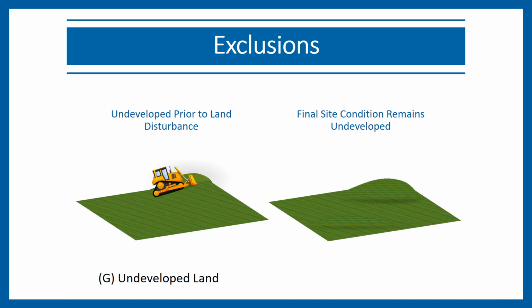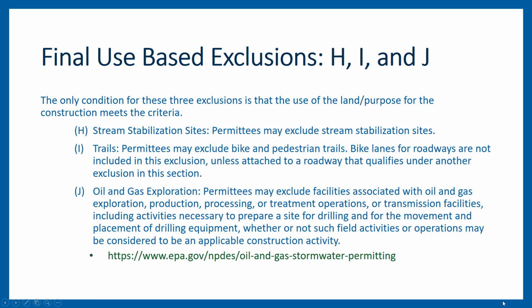There's an exclusion for undeveloped land that's disturbed as part of your project, but the final site condition, it remains undeveloped. And then there are exclusions for stream stabilization sites. There's an exclusion for trails, including bike and pedestrian trails, as long as those are not attached to a roadway. And there's also an exclusion for oil and gas exploration.